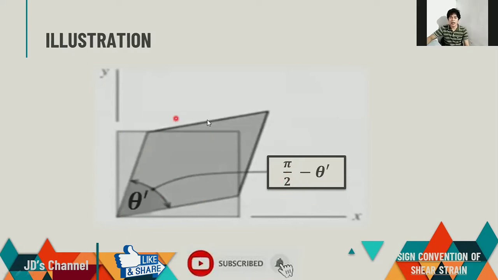It seems contradicting, because the angle decreased but you say the value is positive. That is why it is positive: 90 minus the decreased angle, so we really get a positive value. Okay, so that's it for the positive value of shear strain.